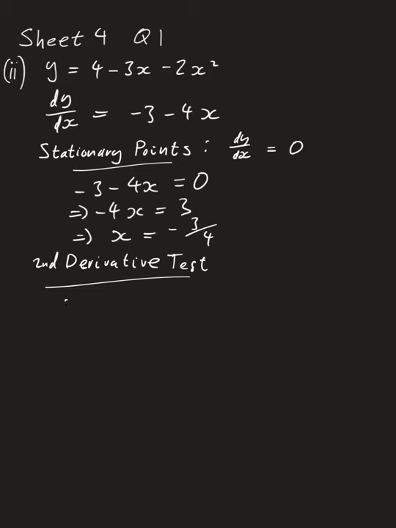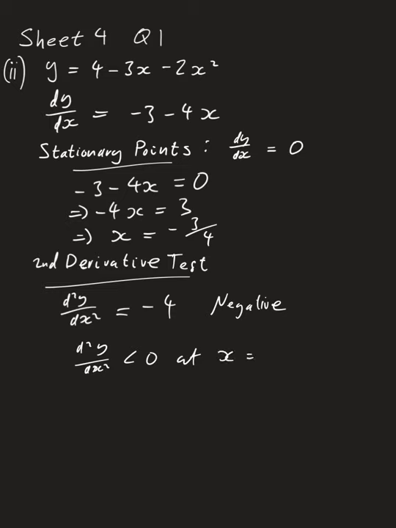So we get the second derivative. d2y/dx squared is equal to, the first derivative is minus 3 minus 4x, so we differentiate that again to get minus 4. So the second derivative of this function is a constant and it's negative everywhere. So in particular, it's negative at x equal to minus 3 over 4, less than 0 at x is equal to minus 3 over 4, because it's less than 0 everywhere.